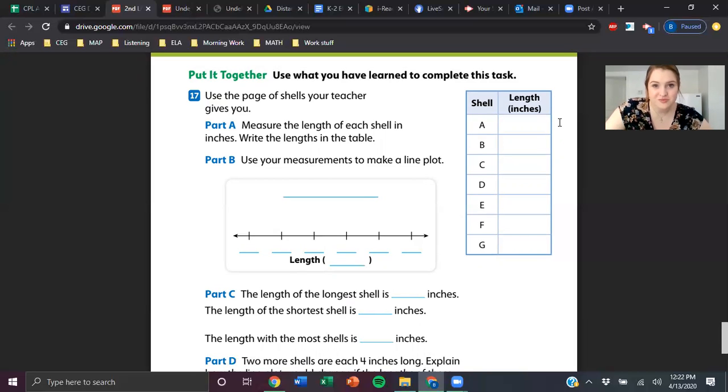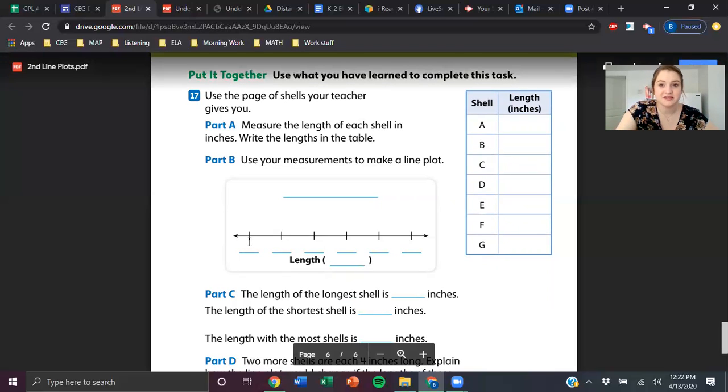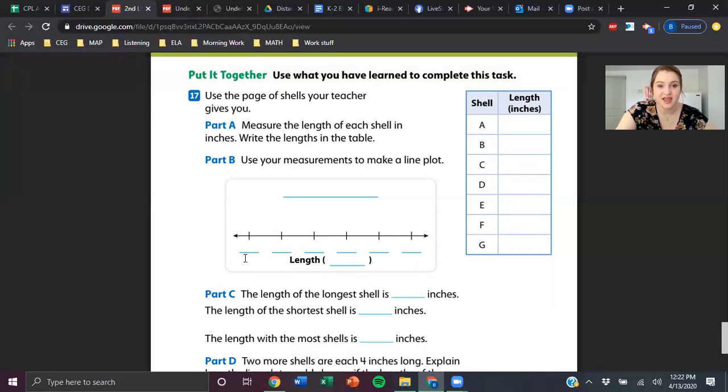Now, before you make your line plot, I want you to think of a really good title. Write your title now. Then, I want you to think about the smallest length in inches, the largest length in inches, and the numbers that come between. Go ahead and write those now.